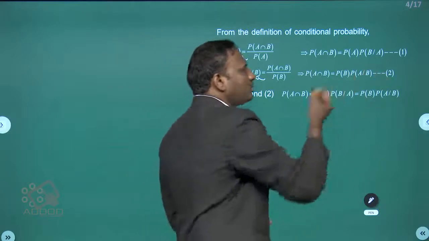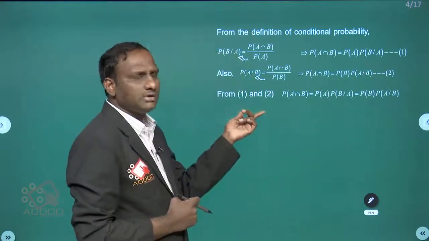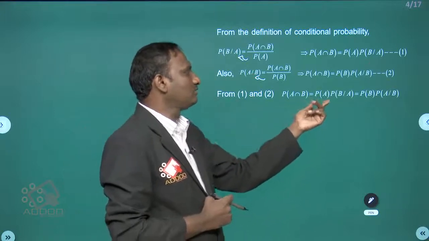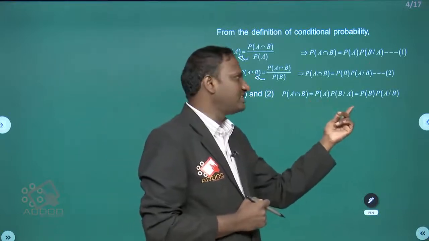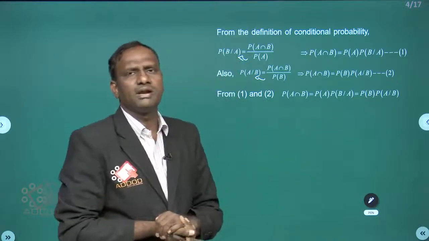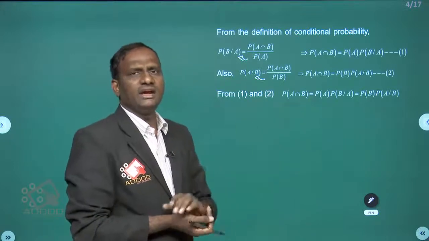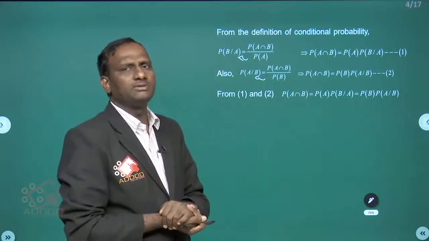By using 1 and 2, we can write P of A intersection B is equal to P of A into P of B given A, that is equal to P of B into P of A given B. This is the most important question. In general he is asking like this: define conditional probability and state and prove the multiplication theorem.